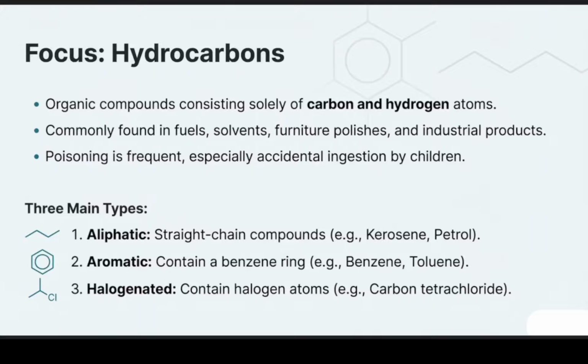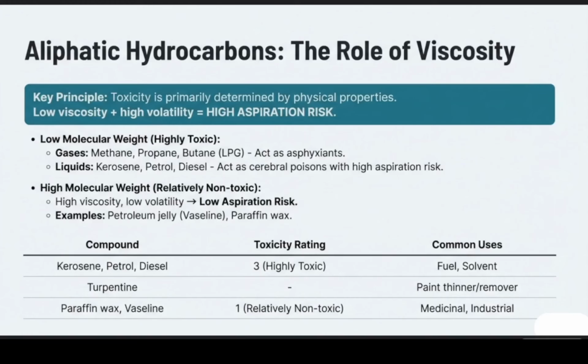Now over here, there is going to be low viscosity and high volatility. Because of that, high aspiration risk is going to be there. So low molecular weight and high molecular weight: remember that in comparison, low molecular weight is the one which is highly toxic in nature, like the gases and liquids. Gases like methane, propane, butane, because LPG and all, they are going to act as asphyxiants. Whereas the liquids, that is kerosene, petrol, diesel and all that, are going to act as cerebral poisons, with high aspiration risk.